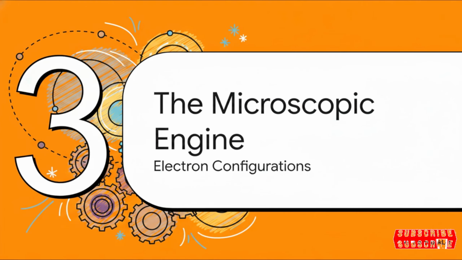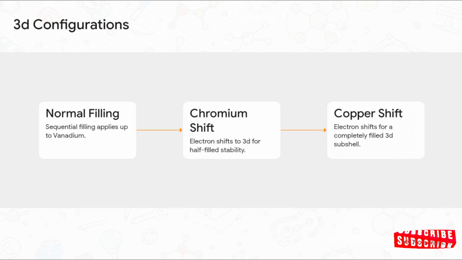Okay, Section 3, the microscopic engine. For the 3D series, electrons usually fill up nice and sequentially as you move from left to right, but exams love to test you on the outliers, and here are the two you absolutely have to know: chromium and copper. At chromium, that's element 24, an electron spontaneously shifts from the 4s orbital into the 3d orbital.